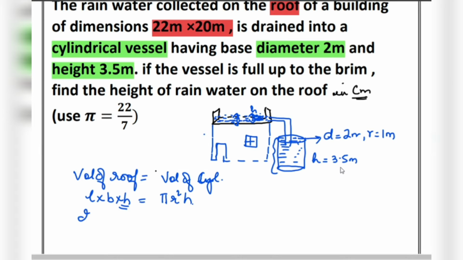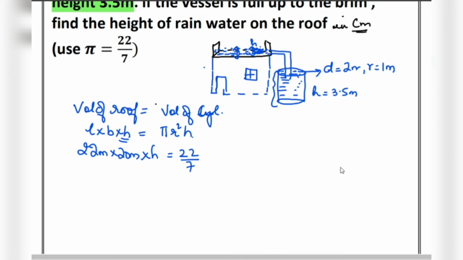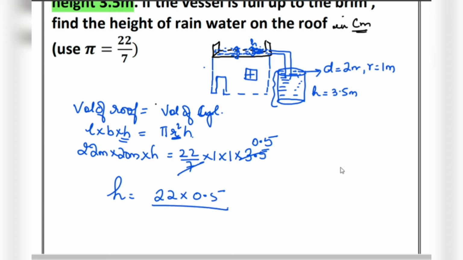L here is 22 meter into 20 meter into height, don't know, equals 22 by 7. They asked us to take 22 by 7 only. Then radius here is 1 into 1 into 3.5. All are in meter. Cancel this, we get 0.5. So height I will leave it here, 22 into 0.5 divided by 22 into 20. Cancel. So we get here 0.5 divided by 20.